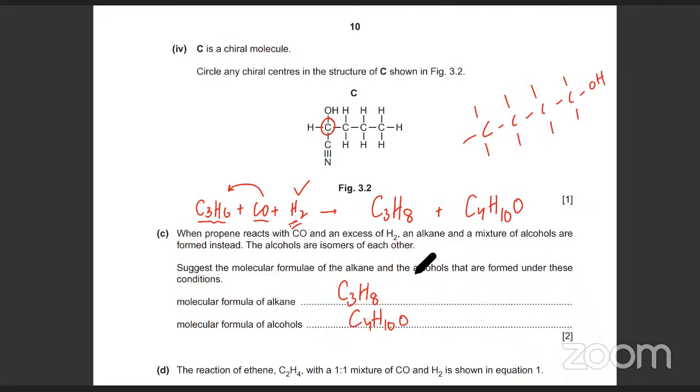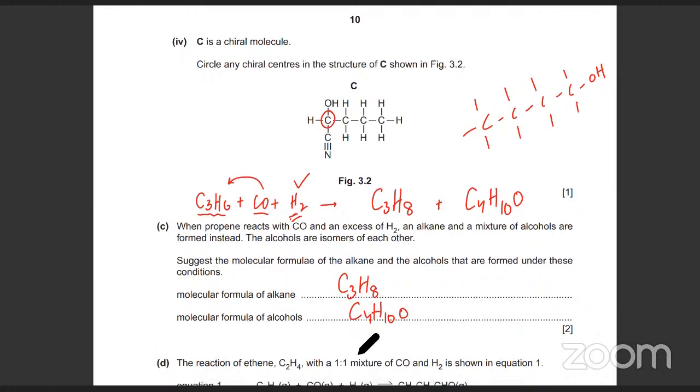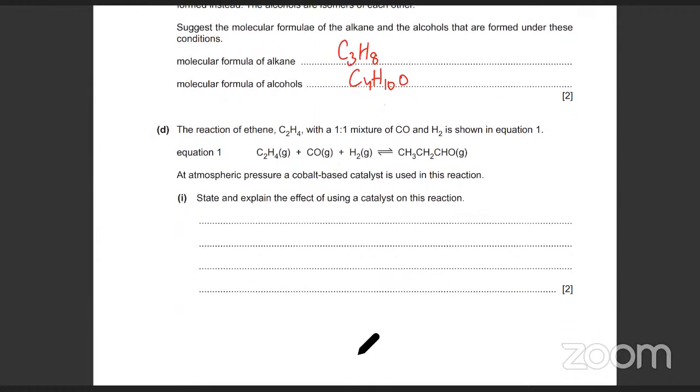So you'll have a 4 carbon atom alcohol. Is that clear? Yes, sir. अच्छा अगला part क्या है? अगला part है कि the reaction of ethene with 1,1 mixture of CO, again it's the same, CO and H2 is shown. So they've finally shown you a reaction, right?